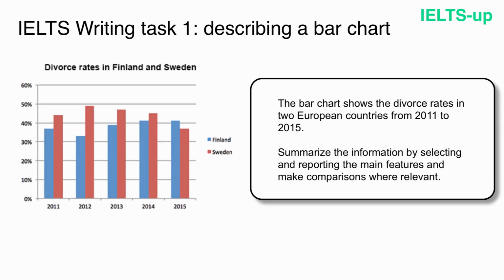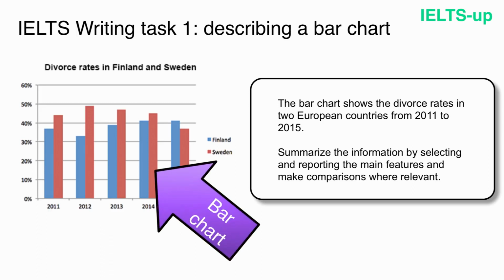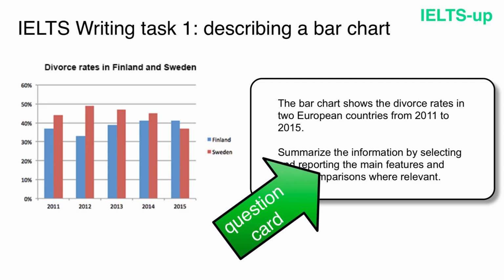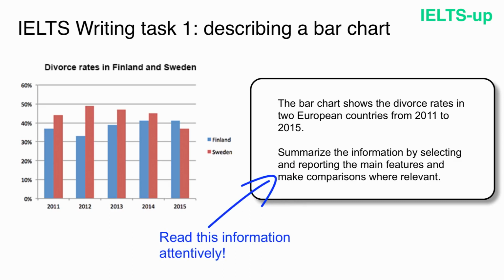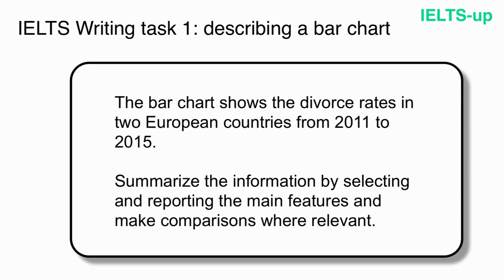So, here's an example of a writing task 1 question with a bar chart. You have a bar chart and you have a question card with some basic information about your chart. The first thing you need to do is to read this information attentively. Let's do it together. The bar chart shows the divorce rates in European countries from 2011 to 2015. Summarize the information by selecting and reporting the main features and make comparisons where relevant.